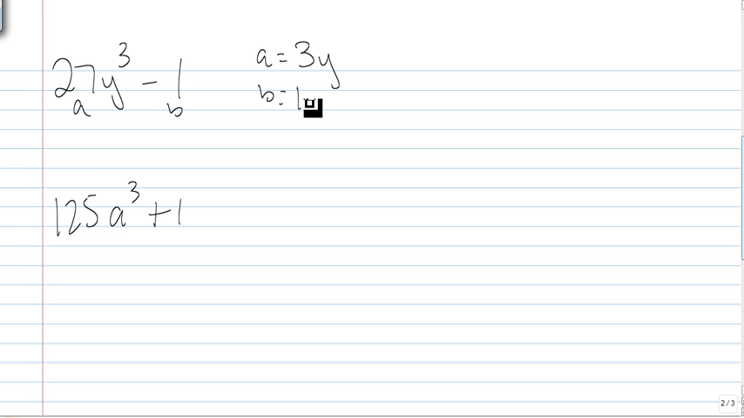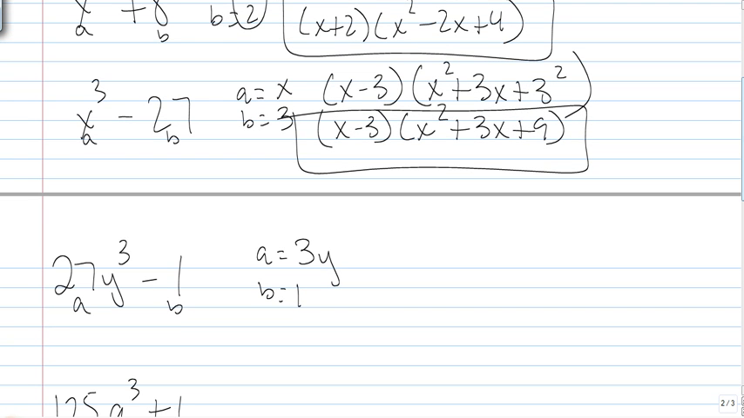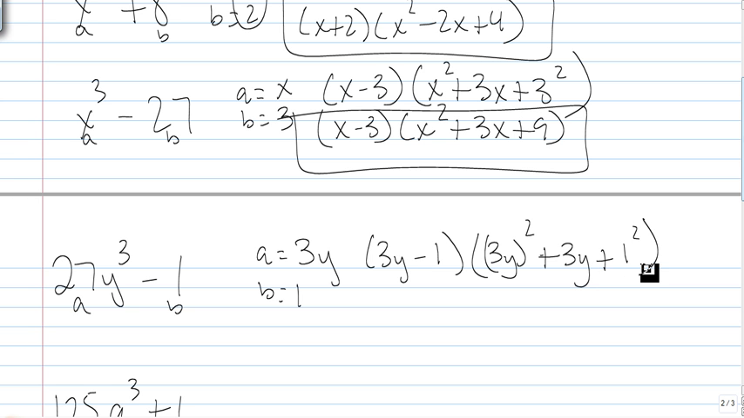So let's go ahead and follow these. Okay, I don't see if we have it written up here, but we'll use this one as an example. So now we have A minus B. So 3y minus 1. And then it's A squared. So then it'd be 3y squared. And I put it in parentheses like that because that means we're squaring that whole term. Okay, so A squared, plus A times B, so 3y times 1 is just 3y, plus 1 squared.